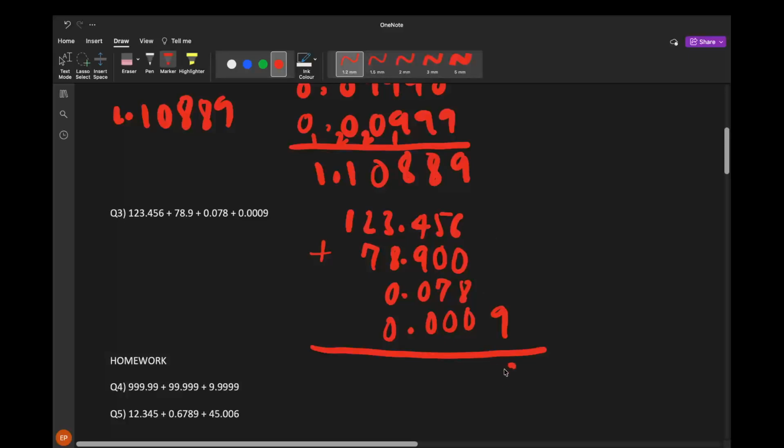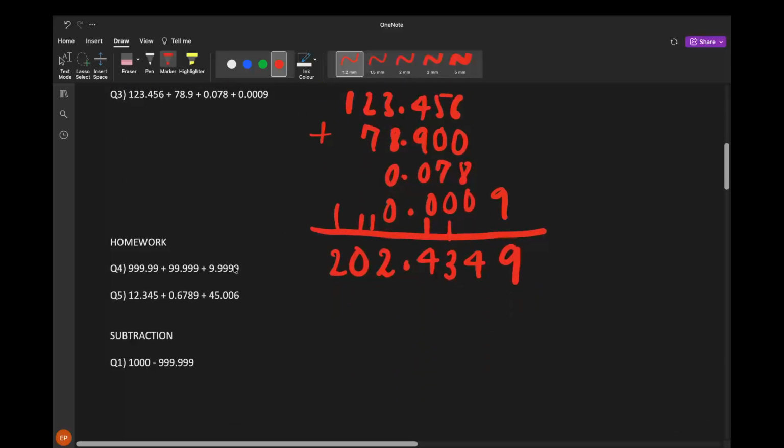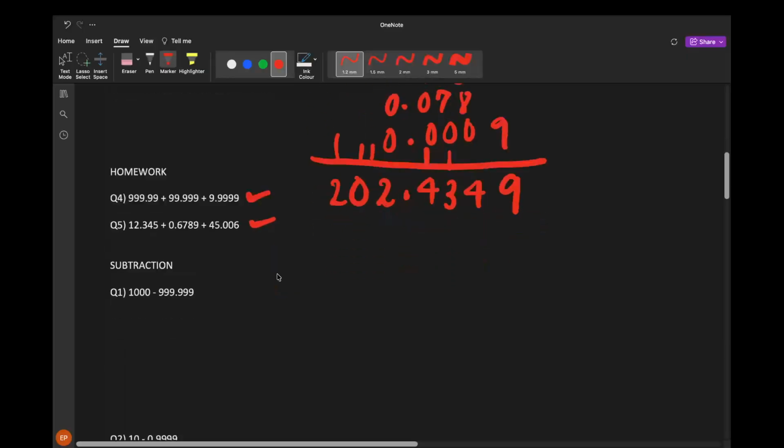The answer is 9. 6 plus 8, 14. 7 plus 5, 12. 12 plus 1, 13. 9 plus 1, 10. 10 plus 4, 14. 8 plus 3, 11. 11 plus 1, 12. 7 plus 2, 9. 9 plus 1, 10. 1 plus 1, 2. Answer is 202.4349. So basically we have to make alignment. If you make proper alignment of the numbers, then addition is normal. Take these two as practice questions and let me know the answer.